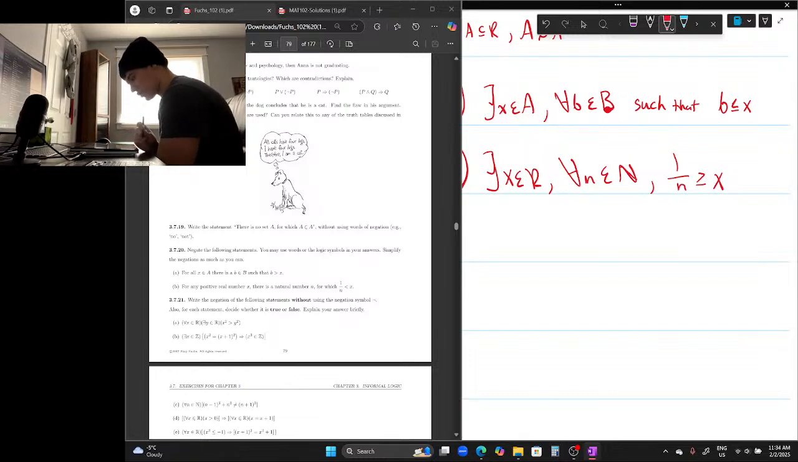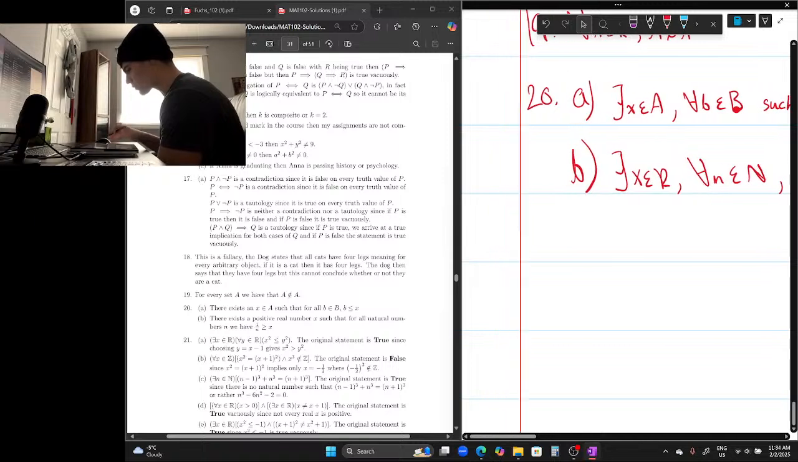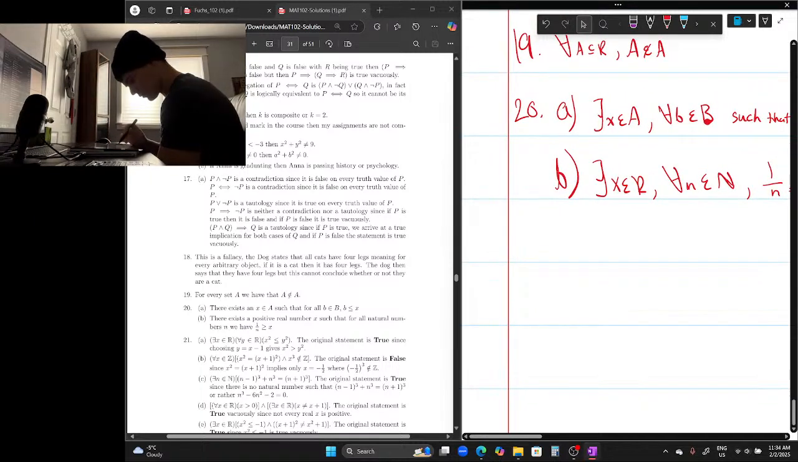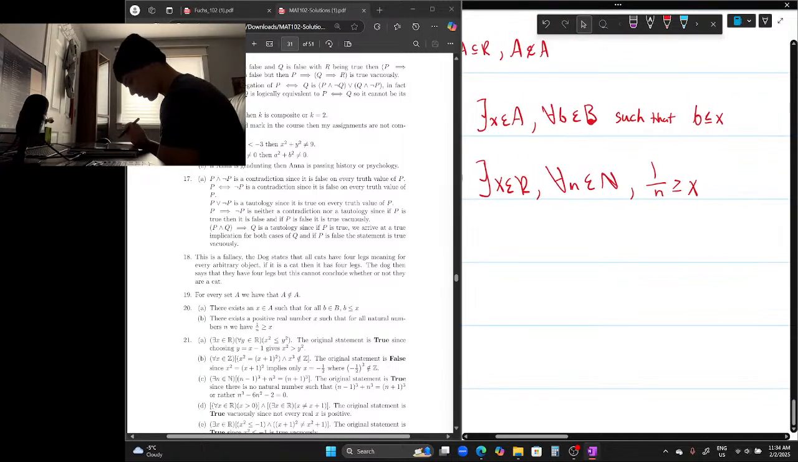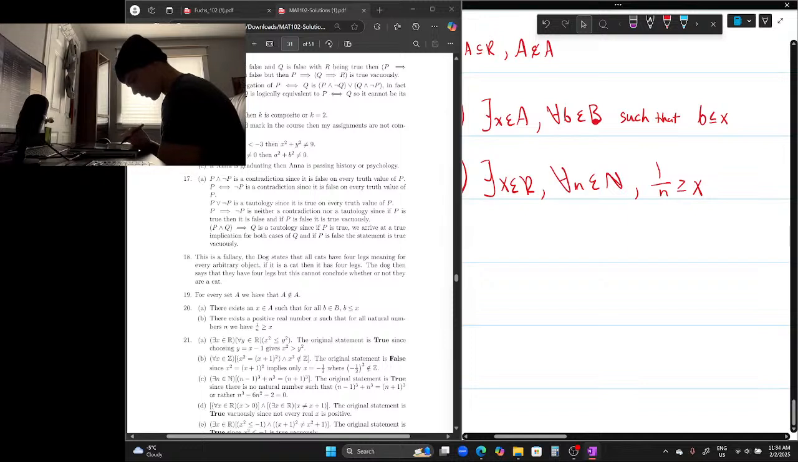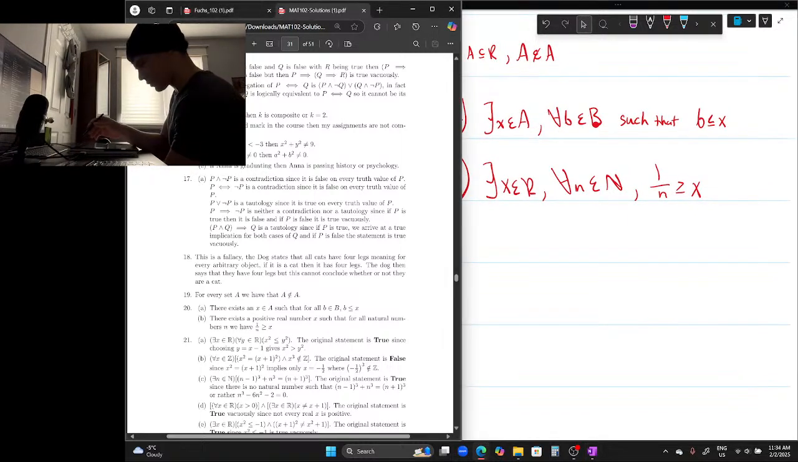Oh, actually, no, same issue. Same is true, because you could actually just let x equal to -1, and then you would get true statements. B is less than x. There's a positive number x such that for all natural numbers we have 1 over n squared. Yeah, okay.